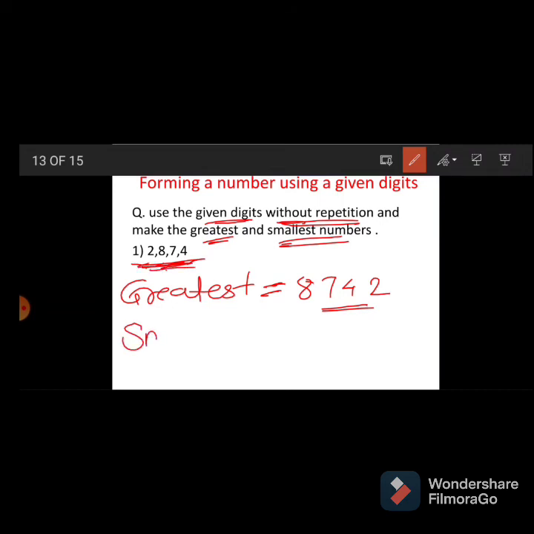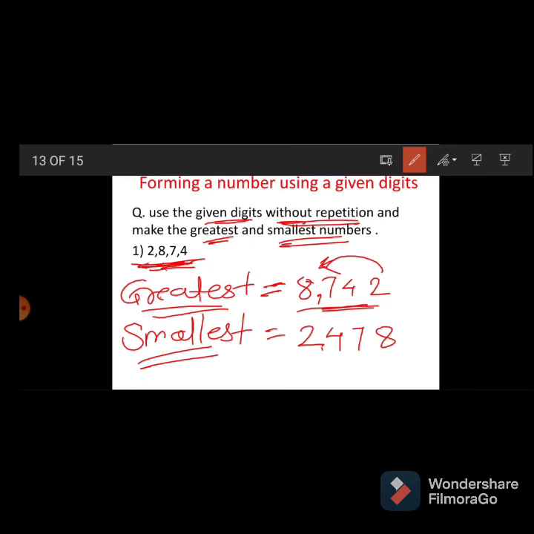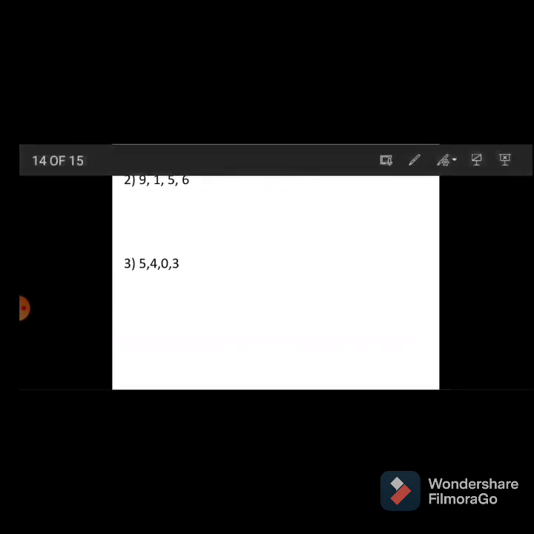Then like this, the smallest number also we have to make. The smallest number is exactly the opposite, from the smallest digit to the greatest digit, means first will come the smallest digit 2, then 4, then 7, and then 8. From the given digits 2, 8, 7 and 4 we formed the greatest 4-digit number 8742 and the smallest 4-digit number 2478. Okay, and then see the next example.